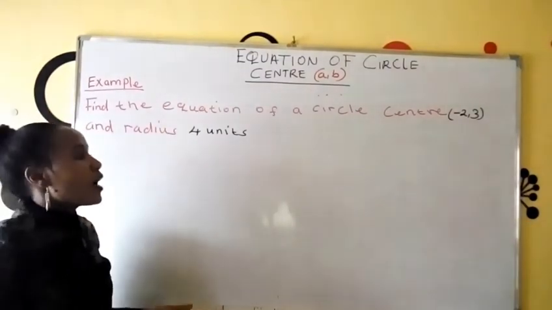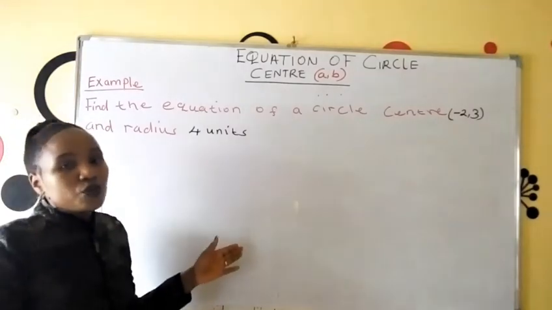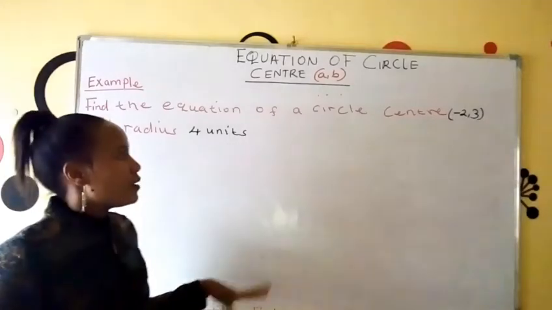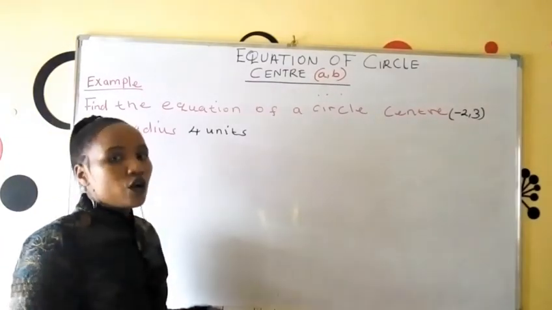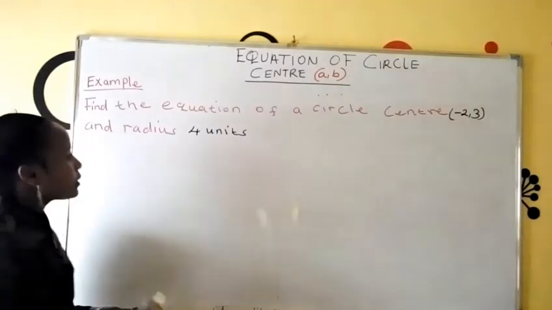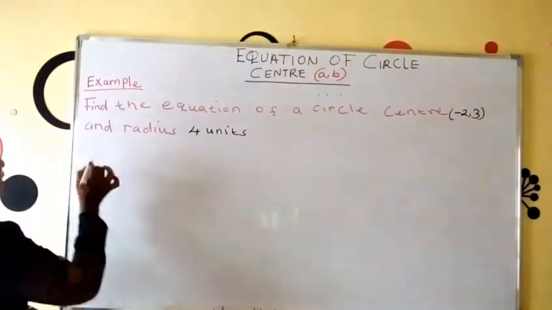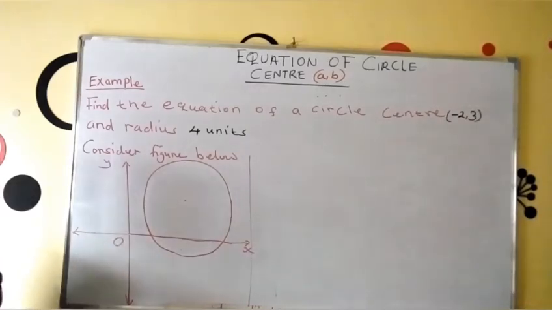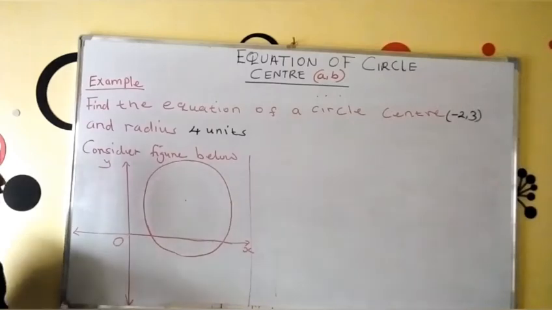So I don't want to go straight away to solving this equation. I want us to understand a little bit the difference between a circle with center at the origin and a circle with center (a, b). So if we consider this circle, you can see very clearly the center is not at the origin. The center is not at the origin.